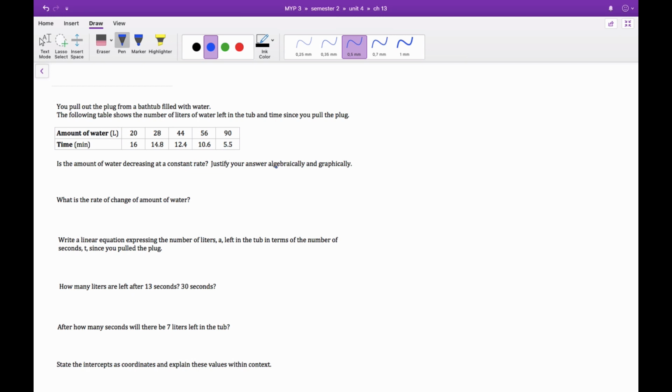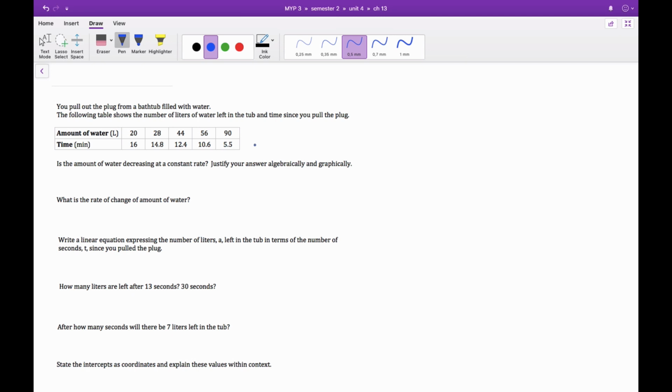Well, I'm going to read further, it says justify your answer algebraically and graphically. So I'm going to take those coordinate points and graph them on a graph. Now, how do we know which one goes on the x-axis and which one goes on the y-axis? Good question. I always think about which one's controlling the other.